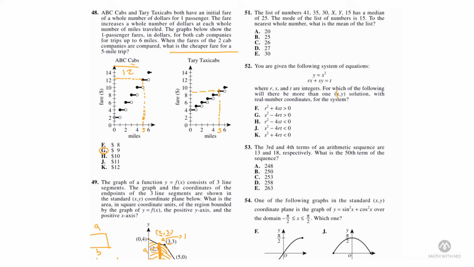The list of numbers 41, 35, 30, x, y, 15 has a median of 25. The mode of the list of numbers is 15. To the nearest whole number, what is the mean of the list?